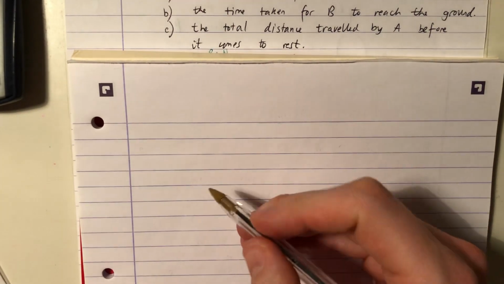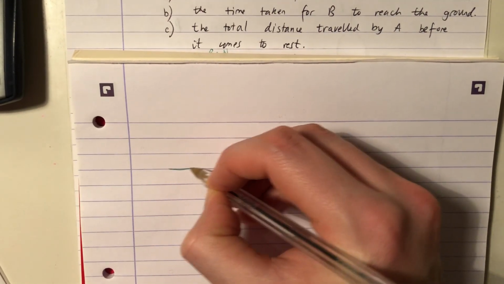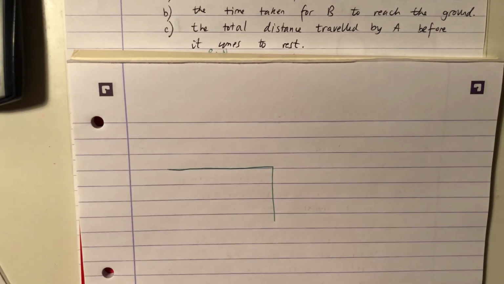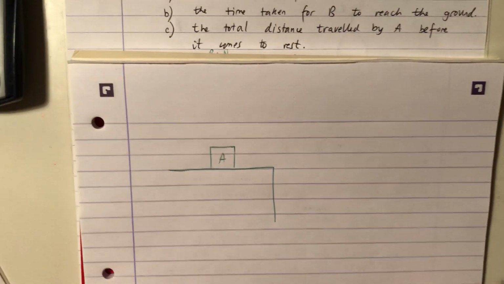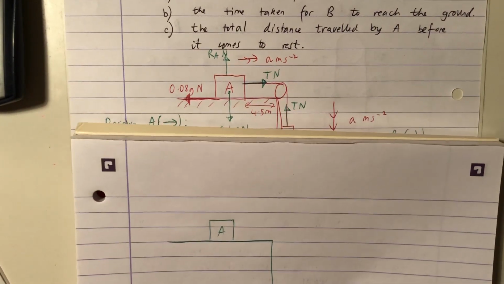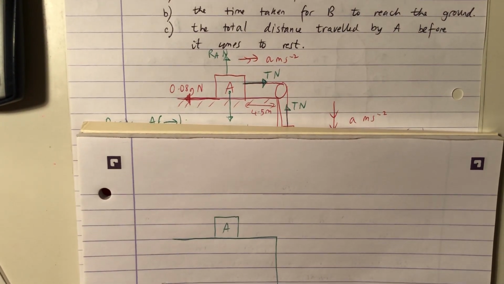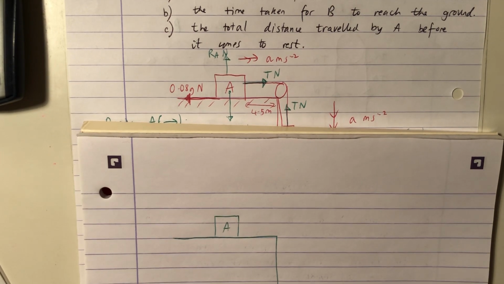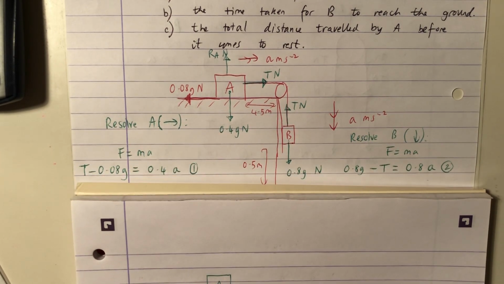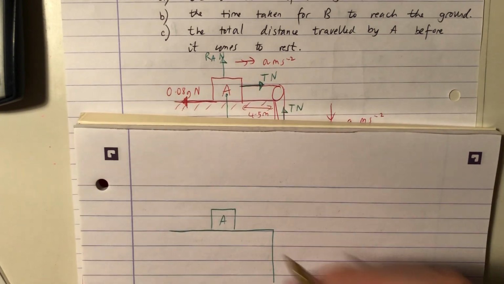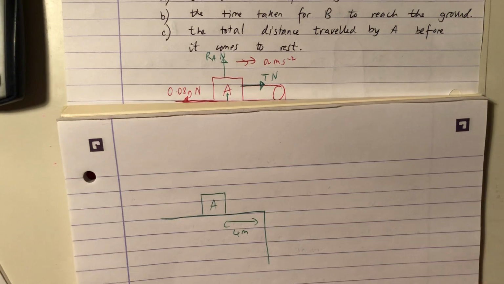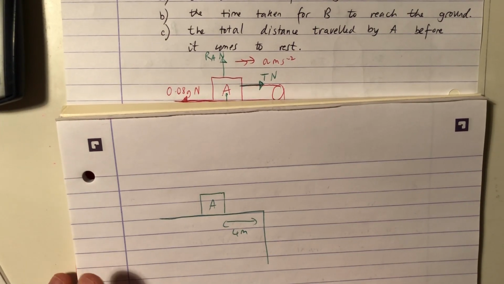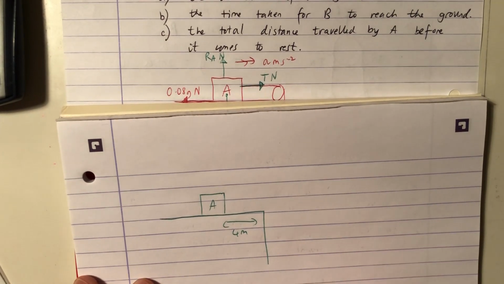So I'll just draw a new diagram out. So we have, effectively, the table, object A. Now, if you think about it, it was 4.5 meters away at the start, then it got 0.5 meters closer, so now it's 4 meters away. But this time there's no string, there's nothing attached to it effectively because it becomes slack.